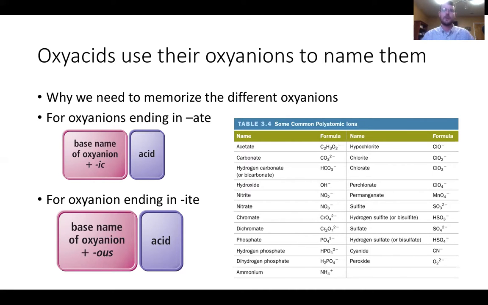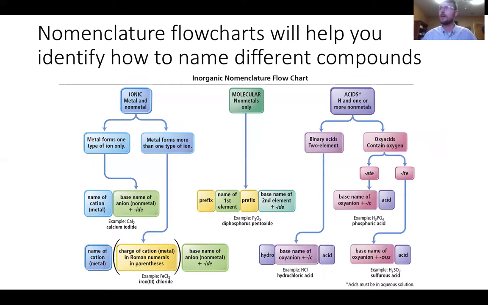And so here in your book, there's a very nice nomenclature flow chart. We're not going to talk about organic compounds and naming them, just because you'll get that in organic chemistry with methane, ethane, propane, different numbers of carbons. And so that's for a later class. So we're going to look at the inorganic nomenclature flowchart.